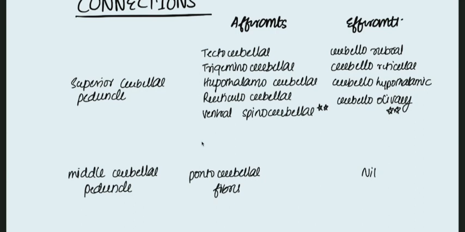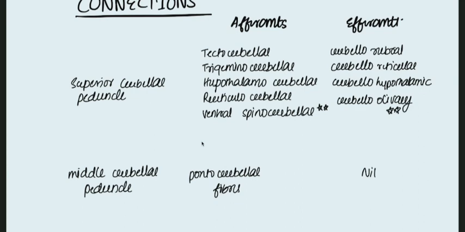The trigeminocerebellar tract arises from the mesencephalic nucleus of the trigeminal nerve, which is located in the midbrain. The hypothalamocerebellar tract arises from the hypothalamus. The reticulocerebellar tract arises from the reticular nuclei located in the midbrain. An exception to the general rule is the ventral spinocerebellar tract because it is not arising from the midbrain or a higher level; it is rather arising from the spinal cord.